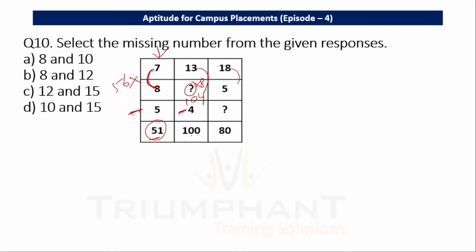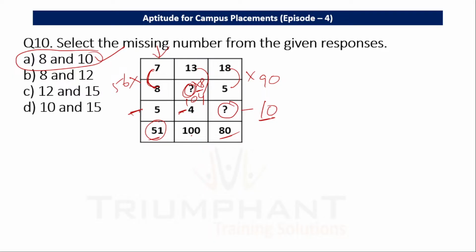Next, 18 into 5, 90. How much should I subtract from 90 to get 80? 10 I should subtract. So this question mark is 10 and the other question mark is 8. So the missing numbers are 8 and 10. Option A. That is option A.